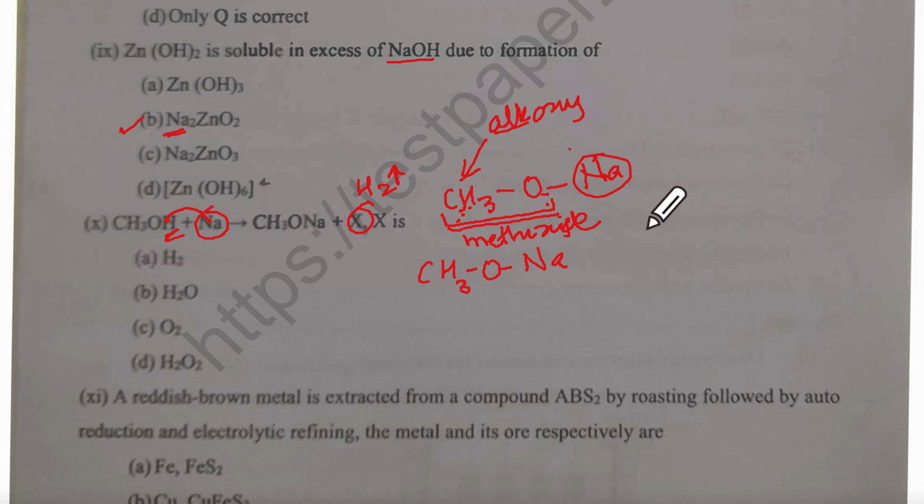Understanding? Yes, ma'am. Okay. If it is K over here, it will become potassium methoxide. If it is CH3 here, then methyl methoxide. If over here is C2H5, ethoxy, ethyl ethoxide.